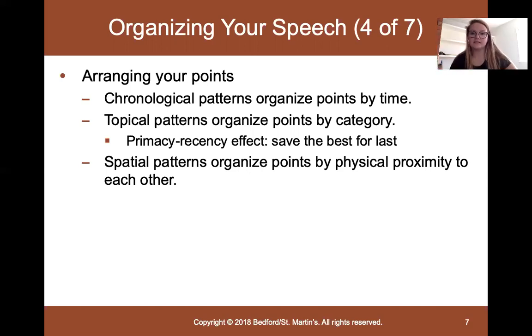Primary recency effect: save the best for last. We are really interested in listening, but if you leave us at the end with something to remember, that will have the greatest impact for your speech.